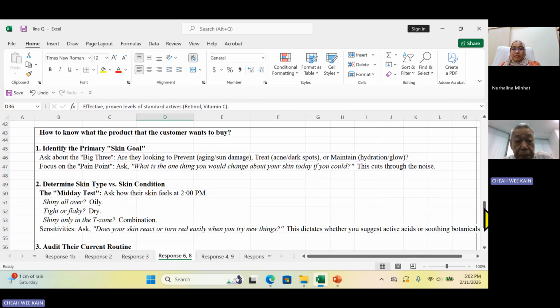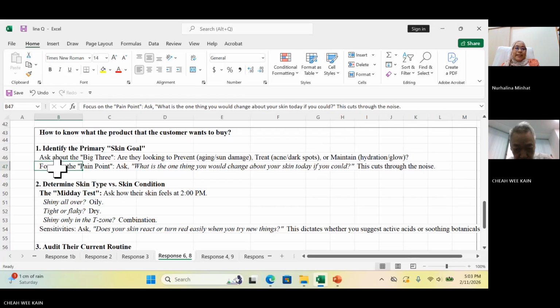Now, under the skincare, you identify the primary skin goal. Maybe you got 3. Are they looking to prevent aging, treat pimples, or maintain hydration, glow? Moisturizer. I know all this. Then you focus on the point. The point is the pain point. What is the one thing you would change about your skin today if you could?